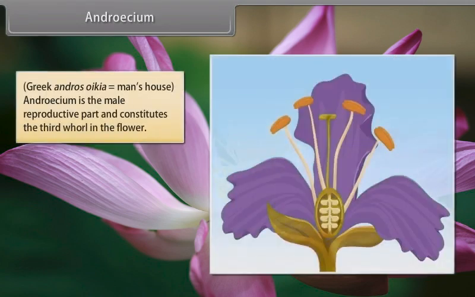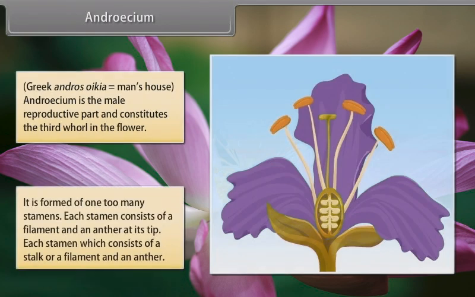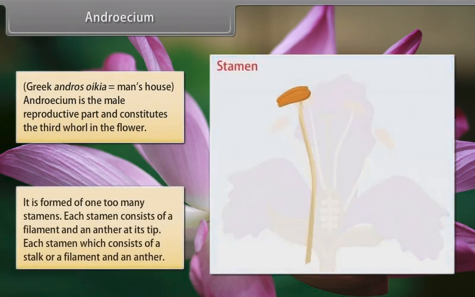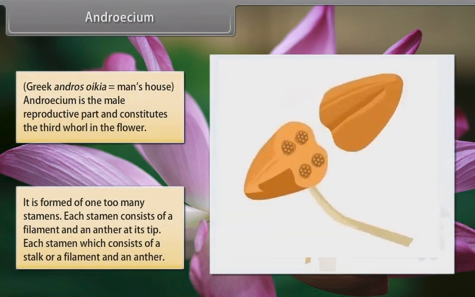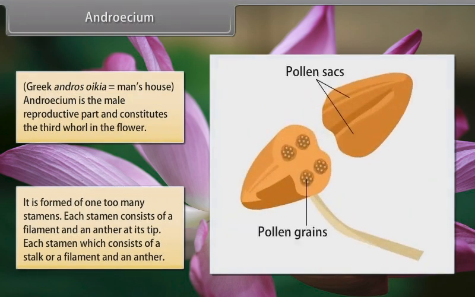Androecium is the male reproductive part and constitutes the 3rd whorl in the flower. It is formed of 1 to many stamens. Each stamen consists of a filament and an anther at its tip. Each stamen consists of a stalk or a filament and an anther.